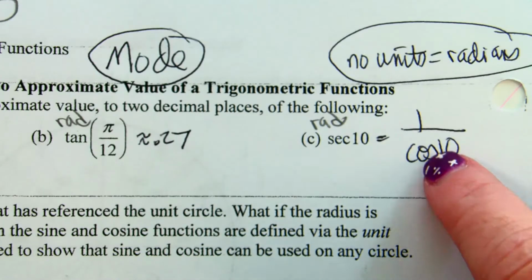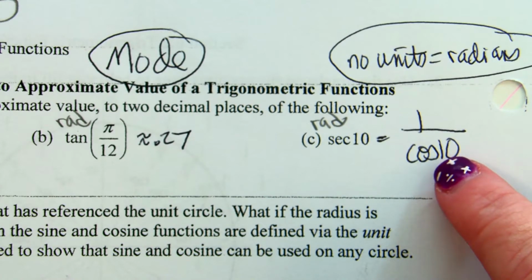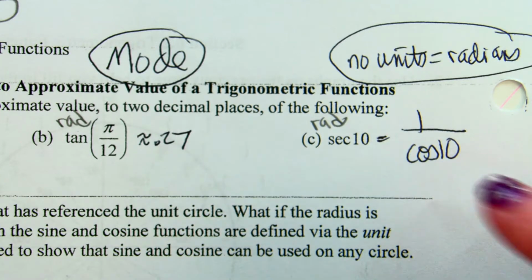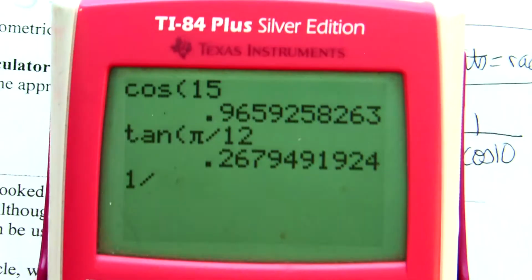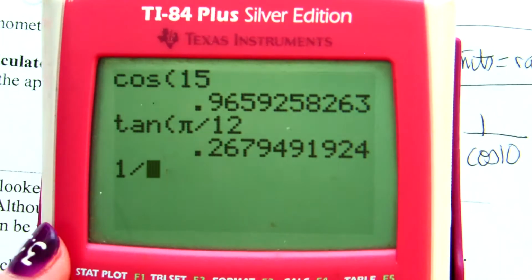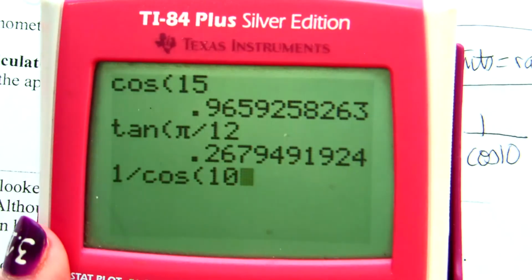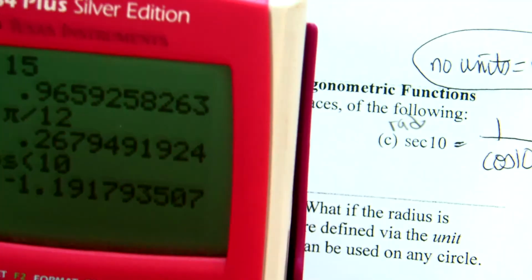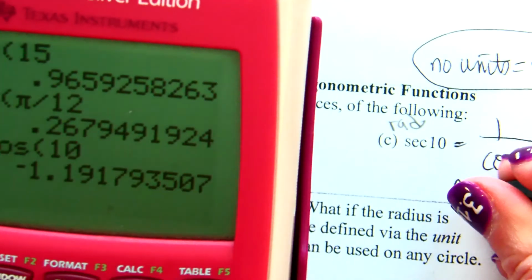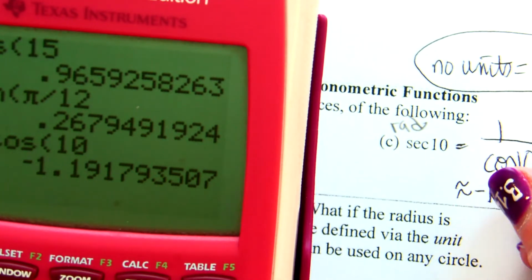So it's going to be the reciprocal. Cotangent will be the reciprocal of tangent. Cosecant will be the reciprocal of sine. Because they don't have those buttons on the calculator. So we're going to do 1 divided by cosine of 10. And it's still in radians. Negative 1.19.